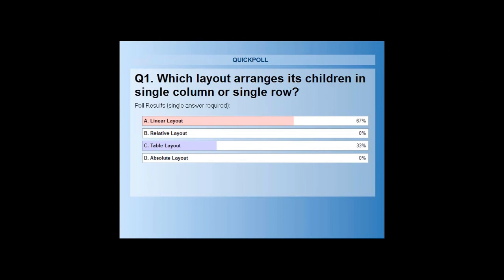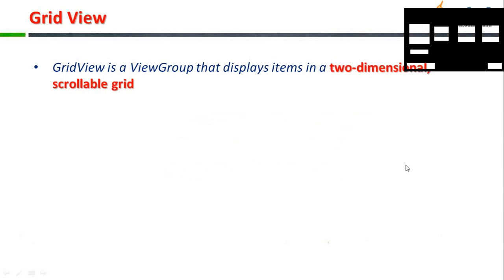Okay, I think we have got all the responses here. The answer that I have got majorly from the people is the linear layout, and this is the right answer. So 67% of the people voted correctly. I think the majority of the people just got confused by the column and row context here. But it is the linear layout that arranges its children in a single column, in a vertical orientation, or in a horizontal orientation. So that is the correct answer.